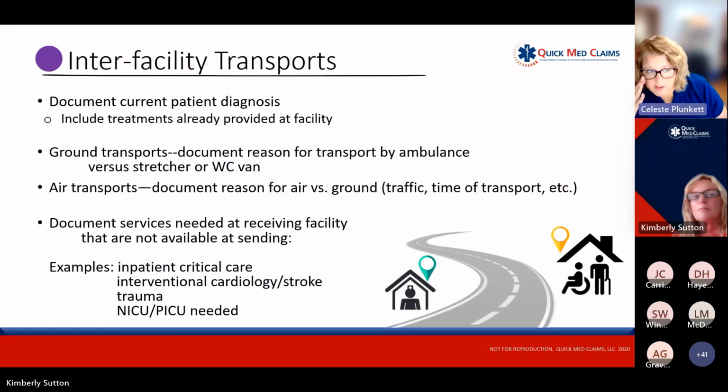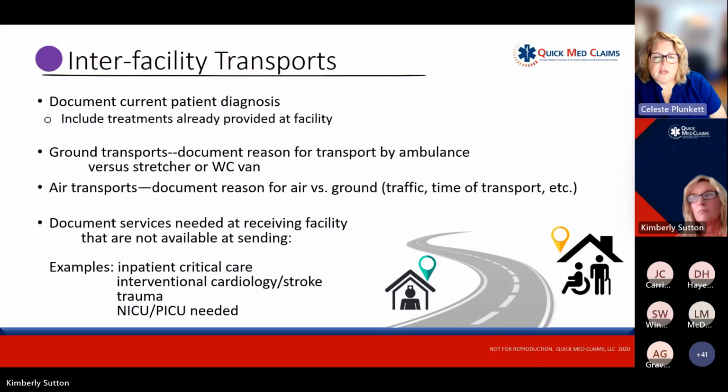So when we talk about interfacility transports, again, current patient diagnosis, what did they do at the sending facility? Make sure you include that. On ground transports, document why they have to go by ambulance versus stretcher van or wheelchair van. And then on air transports, why are they going by air versus ground? A lot of times if they're very short air trips, like under 7 or 8 minutes, ground is only going to be about 25 to 30 minutes. So if it's high traffic time coming into Charlotte, put that in your PCR. Anything that affects the reason why air was chosen versus ground.